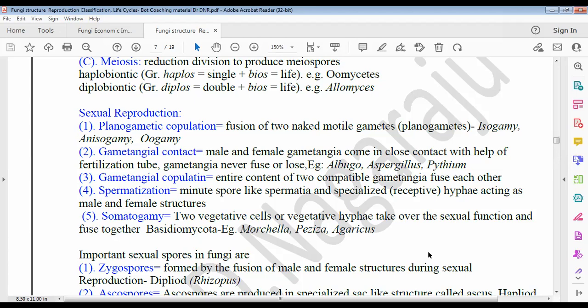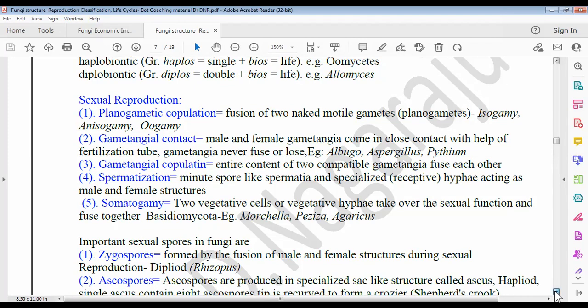Mastigonemes means flagellated. Mastigos, mastigonemes, flagella. And you know, spermatization is present in ascomycetes fungi. The non-motile, minute spores form and fuse with the receptive hyphae of the plasmogamy. These two fuse and form the zygote. That is spermatization, as in sperms.